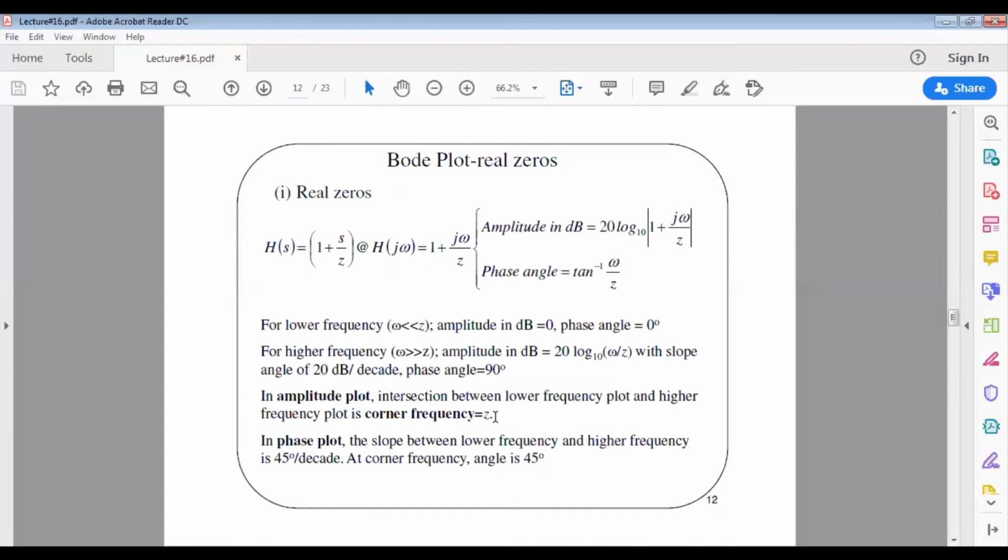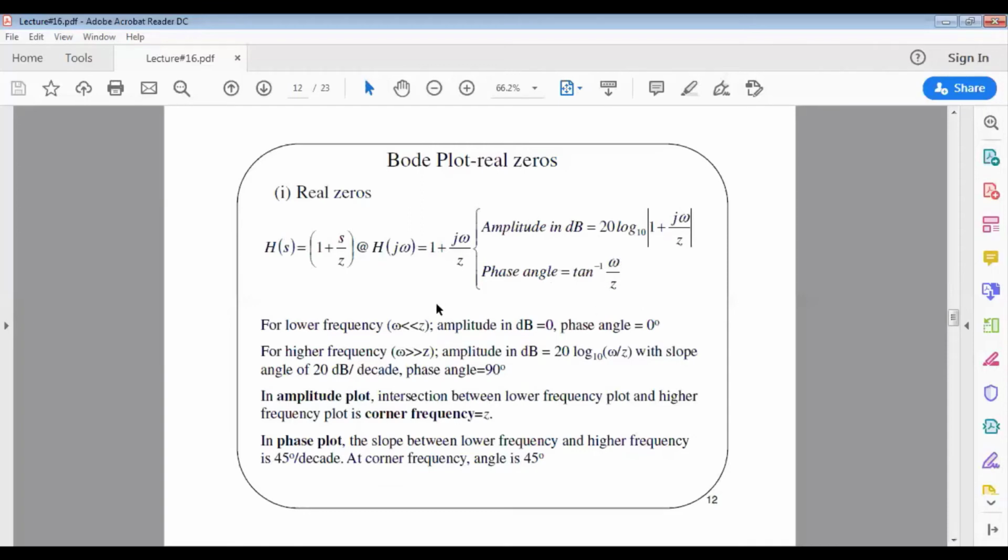Next will be a real zero case. For a real zero case, we are going to have H(s) is 1 plus s divided by Z. In j omega terms, we're going to have H of j omega equals 1 plus j omega divided by Z. So from here, we can write that the amplitude in dB can be written as 20 log of 1 plus j omega over Z, and the phase angle will be simply arctangent of omega divided by Z.